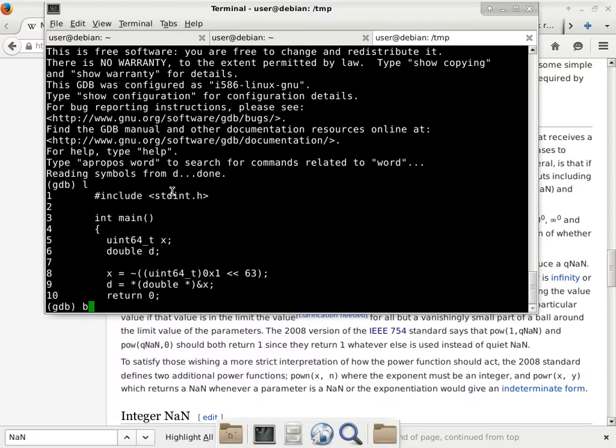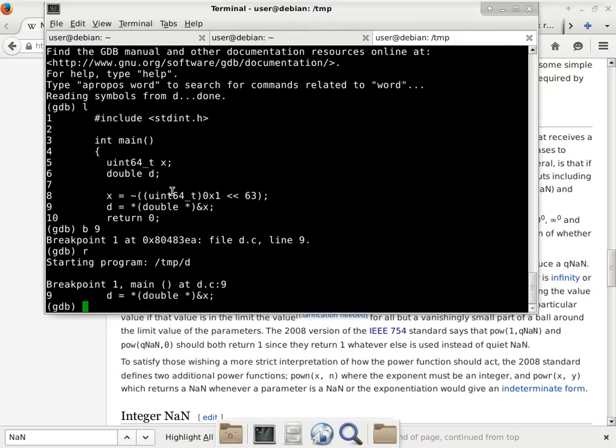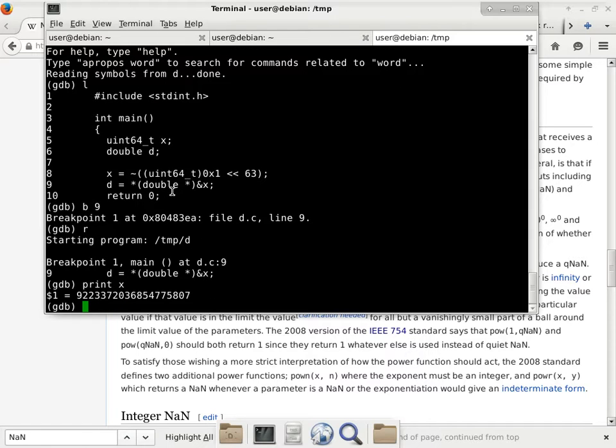Okay. In GDB, I put the breakpoint on line 9 again, run the program, and print x. That looks about right to me. How do I know it's about right? One, it is a huge number. Two, it is a prime number. It's an odd number. Okay.